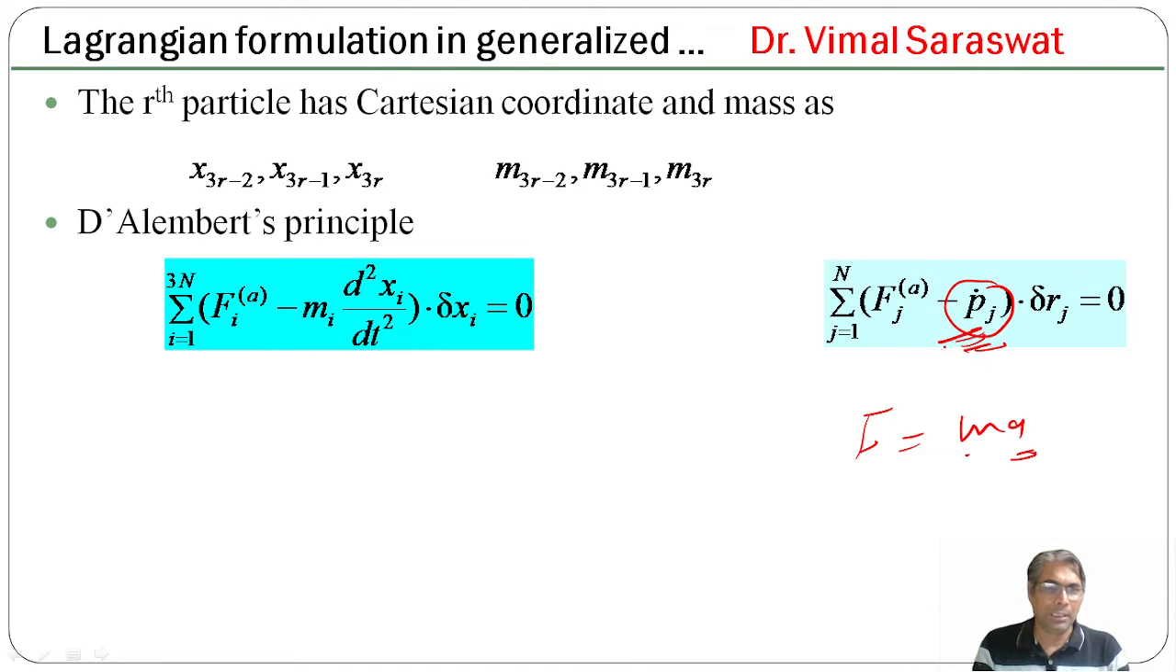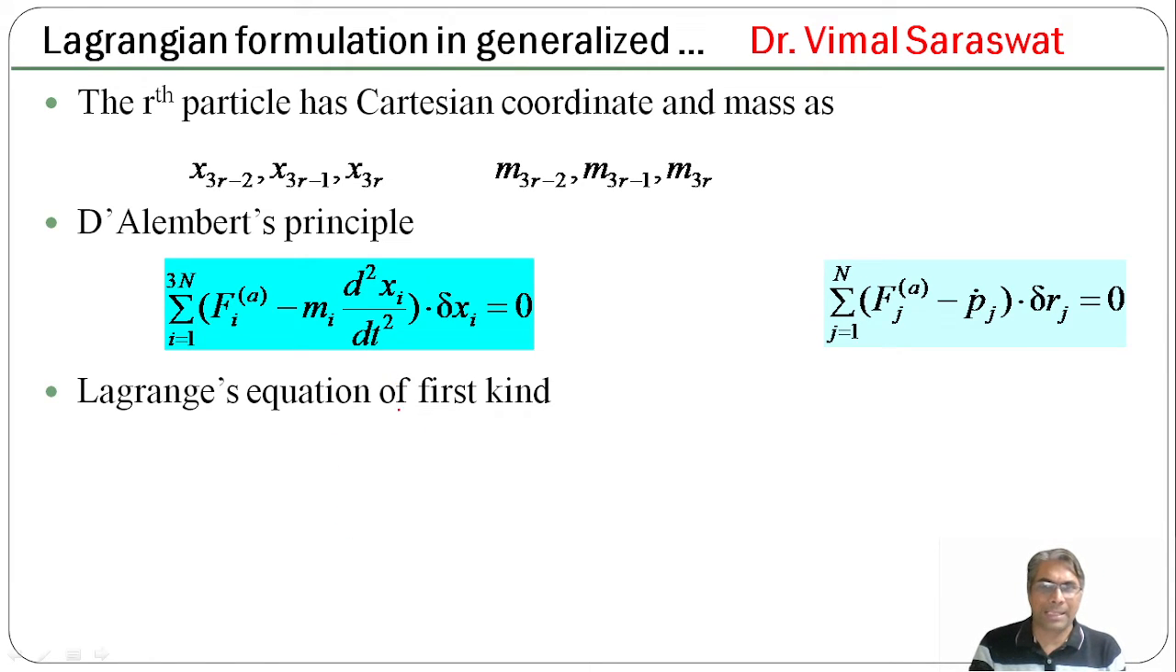So pj dot is replaced by mi d2xi upon dt2, because here we use sigma i equals 1 to 3n. So D'Alembert's principle, which is actually this one, will be this in Cartesian coordinates and masses in the generalized system.